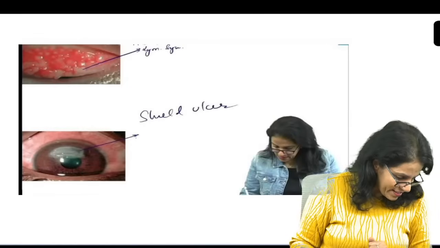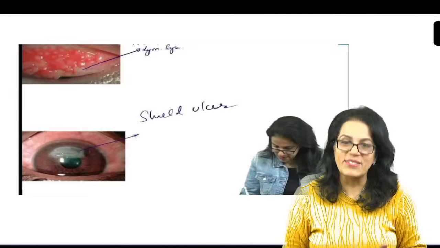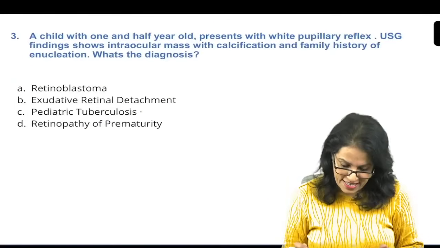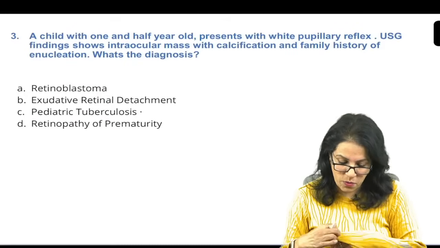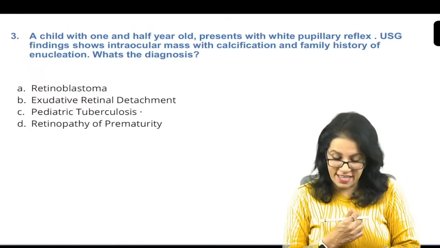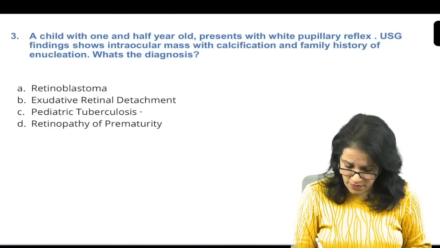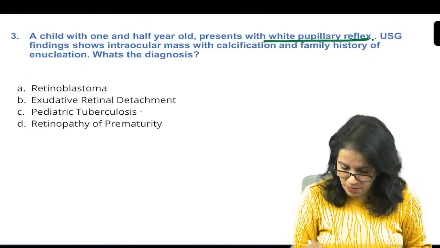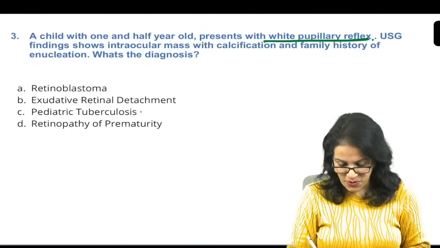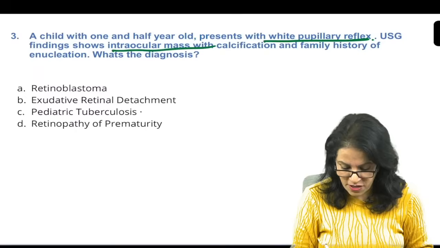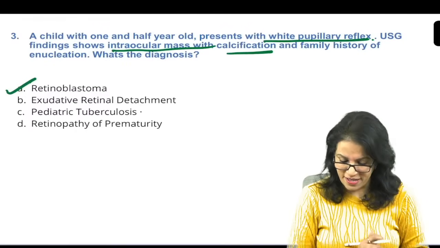Come to the next question. Thank you, Faisal. God bless you. So next question. I think it's again a very simple question. A 1.5-year-old child is presenting with, maybe the language is a little different, this is what I got, a white eye reflex. What do you call white pupillary reflex? Leukocoria. Ultrasound finding: intraocular mass with calcification. Very typical of retinoblastoma. Right?